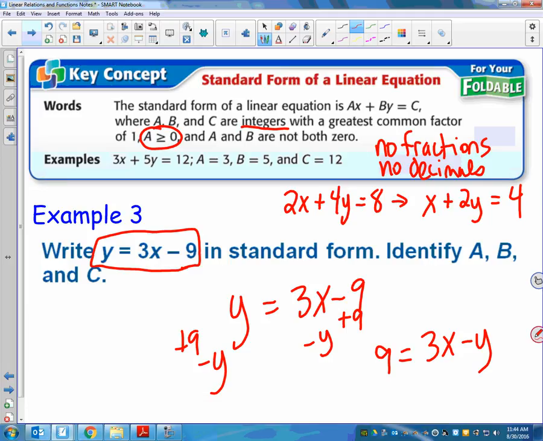You could have subtracted 3x and divided by a negative, and that would have also worked to get you in standard form. As long as x and y are on the same side, as long as x is positive, as long as there's no fractions or decimals, you should get the right answer here. And I think I wrote, you can try it in Socrative here, you can write it like this. You can write it 3x minus y equals 9.